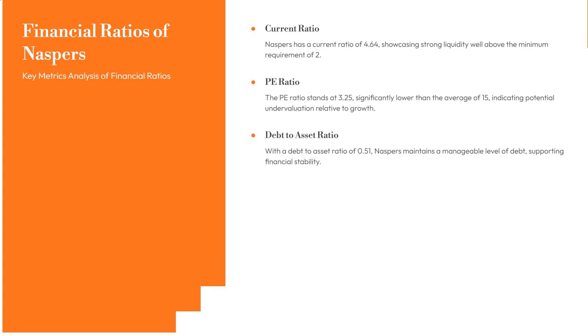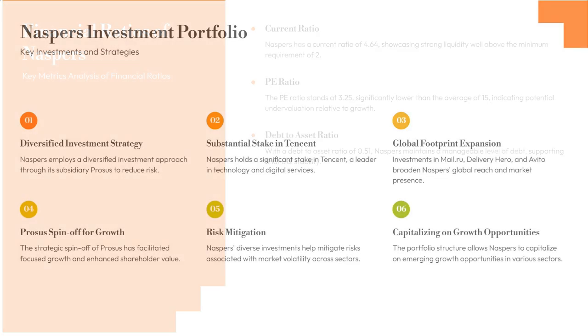Financial ratios of Naspers: key metrics analysis of financial ratios. Current ratio: Naspers has a current ratio of 4.64, showcasing strong liquidity, well above the minimum requirement of 2. PE ratio: the PE stands at 3.25, significantly lower than the average of 15, indicating potential undervaluation relative to growth. Debt to asset ratio: with a debt to asset ratio of 0.51, Naspers maintains a manageable level of debt, supporting financial stability.